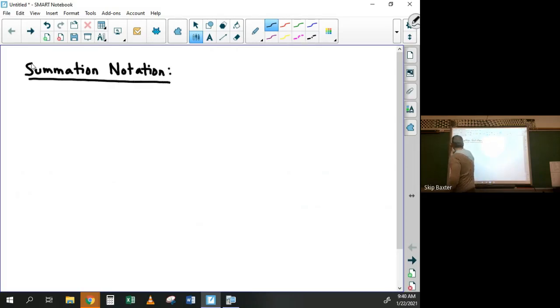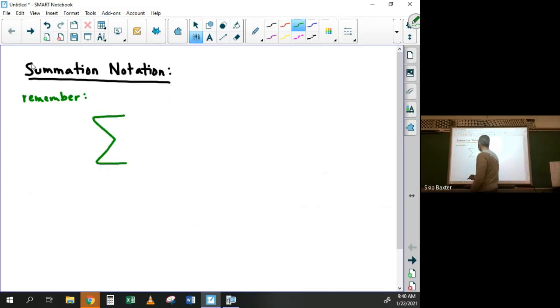So I'm not sure when you learned this, maybe algebra 2? I don't really know. But it's just that capital sigma, Greek sigma. So just a reminder here. Remember, you have a capital Greek sigma, right?